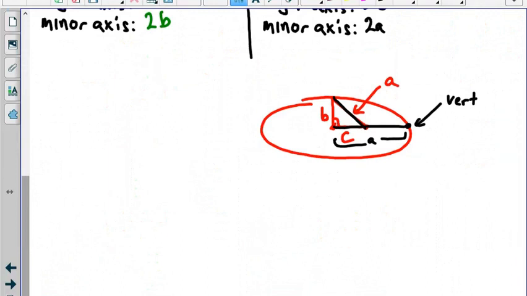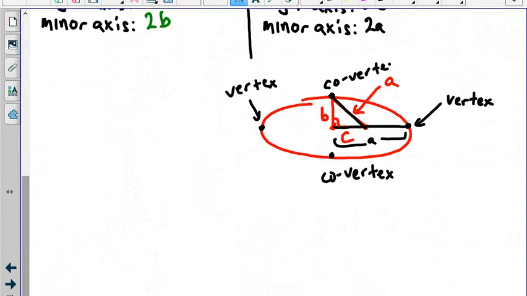So there are two vertices. There are two vertices on an ellipse. They are in the longer direction. There are two covertices also on an ellipse. Those are in the smaller direction. And so the distance from the center to the vertex is also equivalent to the distance from the covertex to the focus. That's actually a pretty incredible thing.